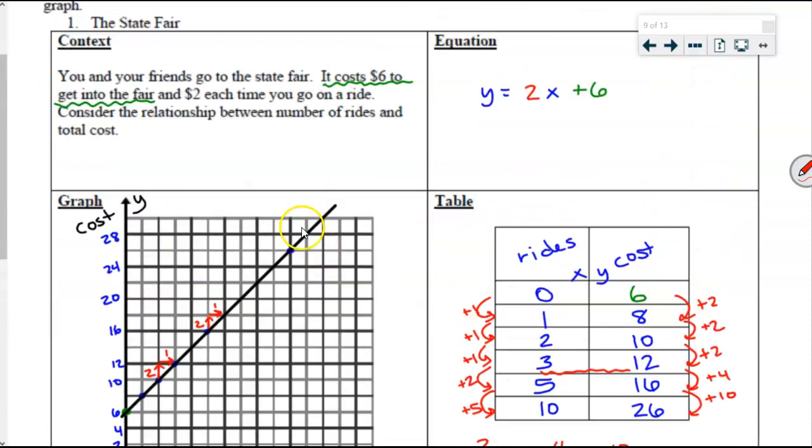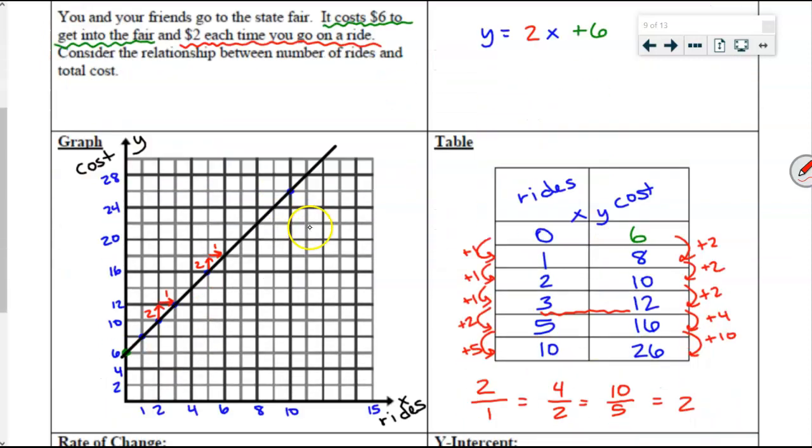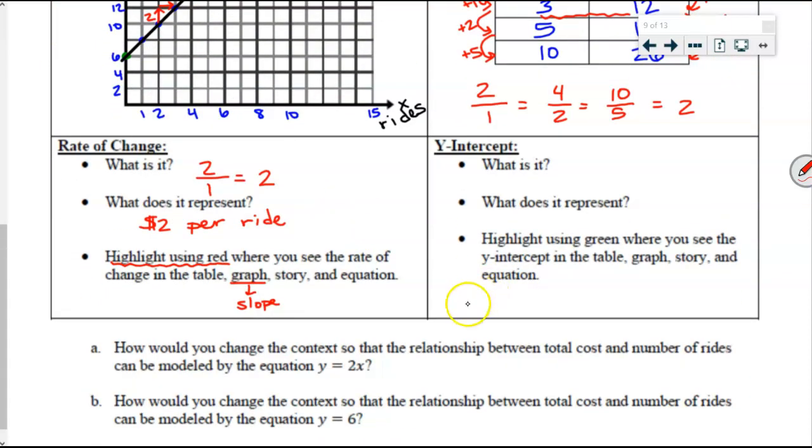In the story, I didn't do it in the story yet. In the story, where do I see that 2? $2 each time I go on a ride. So what does it mean in a story? In a story, it's how it changes. Makes sense because it's the rate of change.